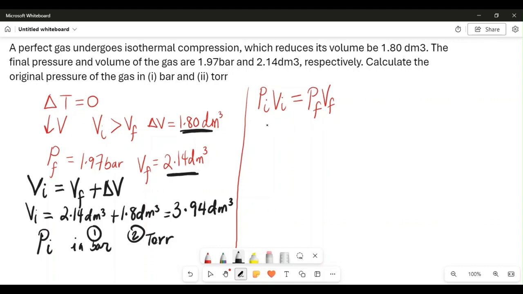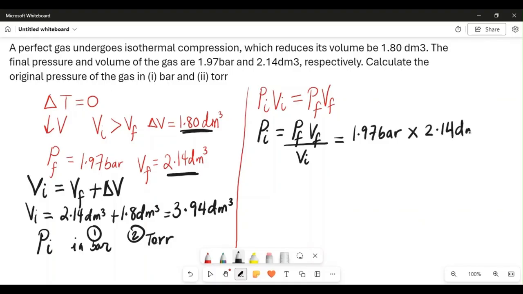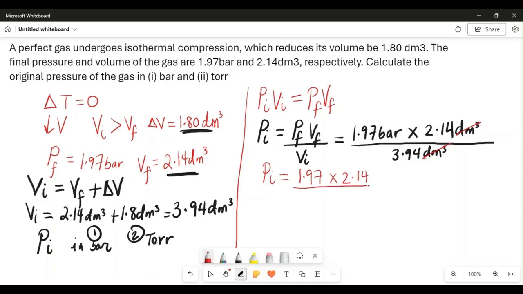So we have our P initial, which we don't know, that's what we're solving for, so we're going to simply have P final times V final over V initial. So that's going to be P final, which we know to be 1.97 bar, times V final, 2.14 dm cubed, over our V initial, 3.94 dm cubed. We can cancel out the units and then input all of this information in the calculator, where P initial is 1.97 times 2.14 divided by 3.94, and then you have a bar right here.